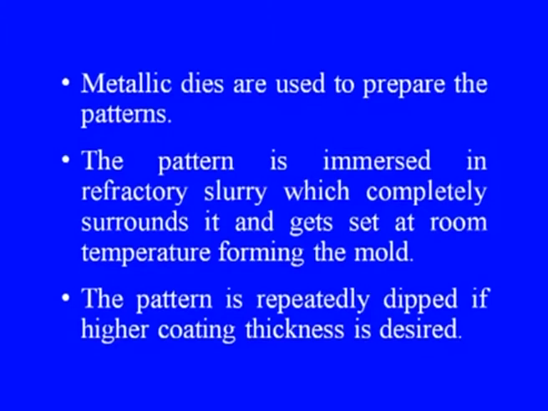Wax or polystyrene is used as the injecting material. The assembly of a large number of patterns is made and attached to a wax sprue centrally. In this process, metallic dies are used to prepare the patterns. The pattern is immersed in refractory slurry which completely surrounds it and gets set at room temperature, forming the mold. The pattern is repeatedly dipped if higher coating thickness is desired.